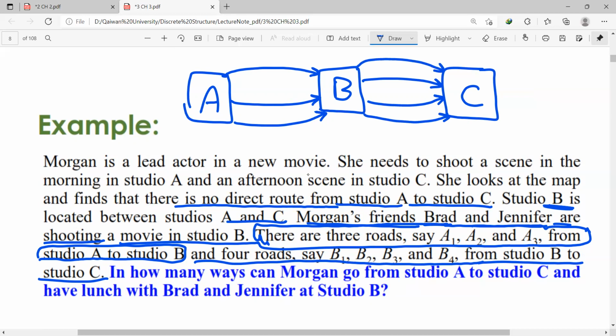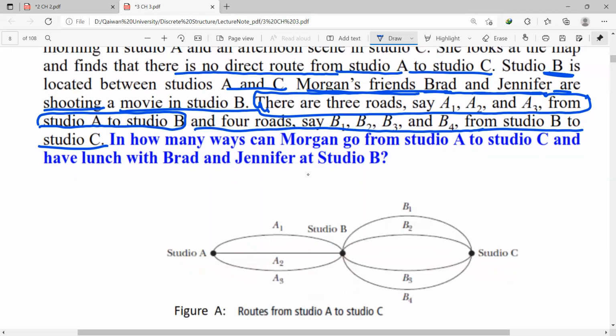So in how many ways can we go from A to C? Yeah, we should multiply. Why don't we add? Because the second one depends on the first one. From Studio A we go to Studio B, then we go to Studio C. These depend on each other. In 3 ways we can go from A to B, and in 4 ways we can go from B to C. Multiplying them, we get 12 ways from A to C.